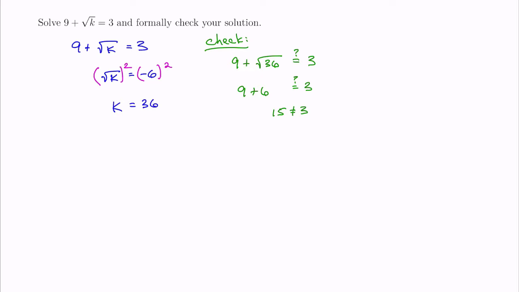This tells us two things. One, that there is no solution to this equation. There is no real number that I could substitute for k to make this original blue equation, 9 plus the square root of k equals 3, a true statement. When we end up with solutions that appear to be solutions from the work that we've done, which all the work we did was exactly what we should have done, but they don't check out in the original equation, these are called extraneous solutions.